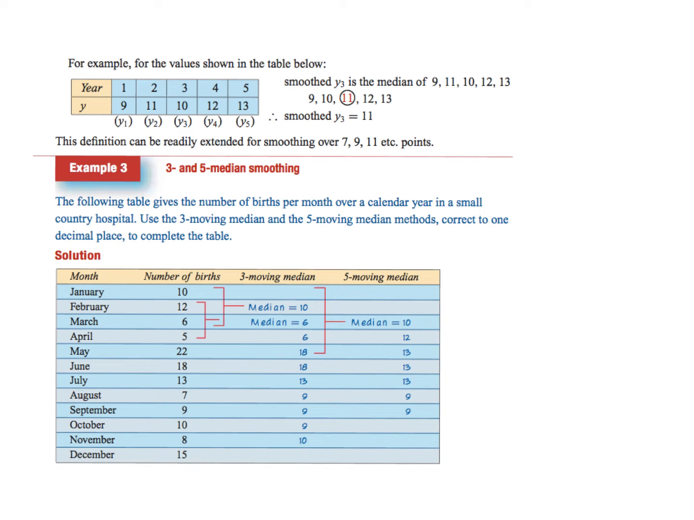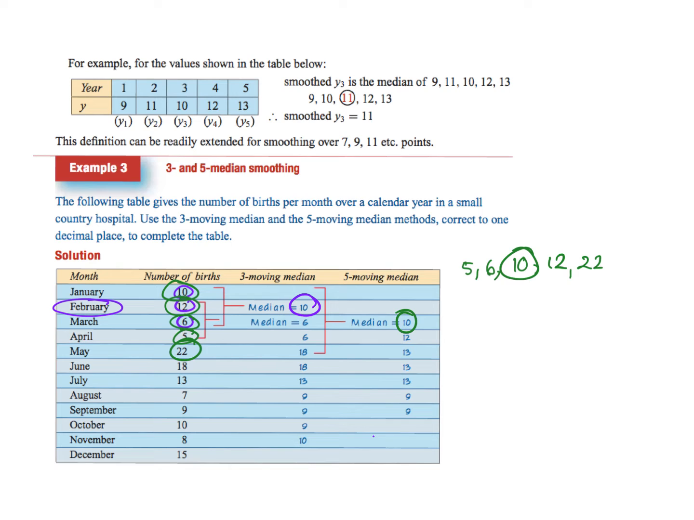Anyway, here's actually just doing it with the table. Very rarely do you see median smoothing done with a table, but if you have to, you can see they've taken these first 3 numbers, put them in order, and 10 was the median. So 10 became the first 3 median smoothing. If I was doing 5 median, so 1, 2, 3, 4, 5, if you put those numbers in order, it'd be 5, 6, 10, 12, and 22.